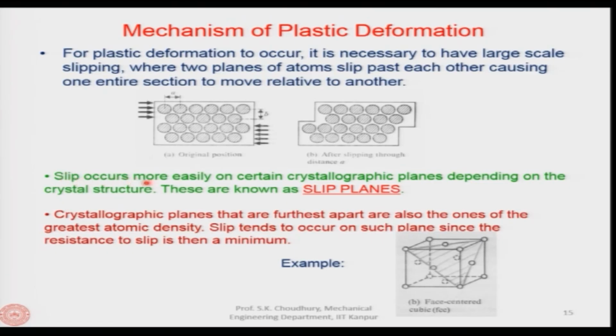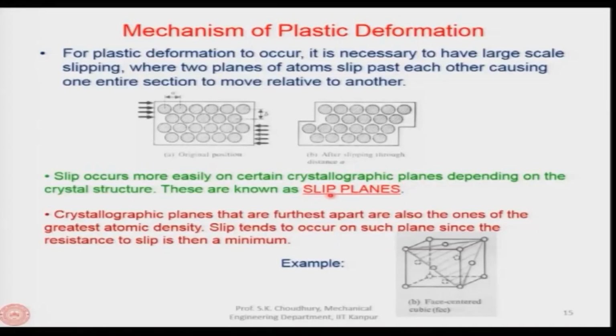Now, the slip occurs more easily on certain crystallographic planes depending on the crystal structure, meaning that when you apply shear stress, the atoms move. How do we find out which layer will move with respect to which layer? Those are called the slip planes, and they depend on the material. Slip occurs at the slip planes, and crystallographic planes that are farthest apart are also the ones of the greatest atomic density.